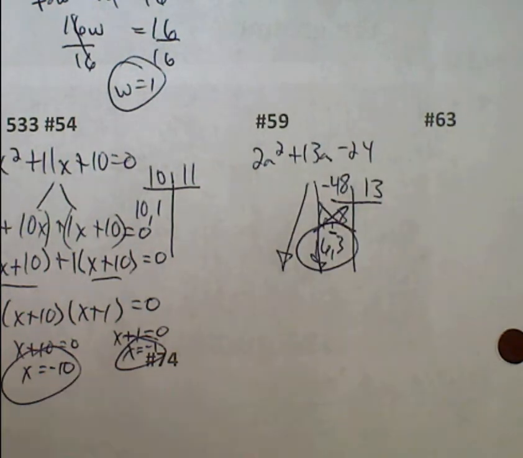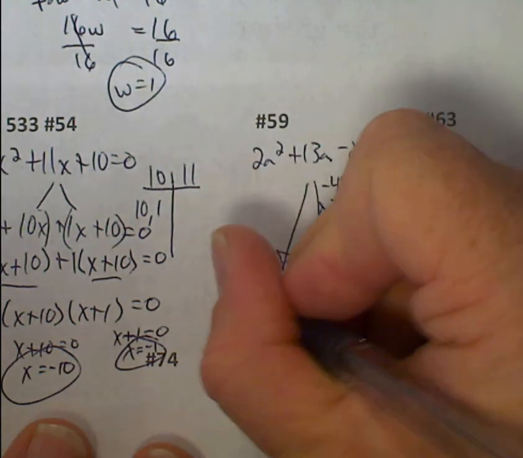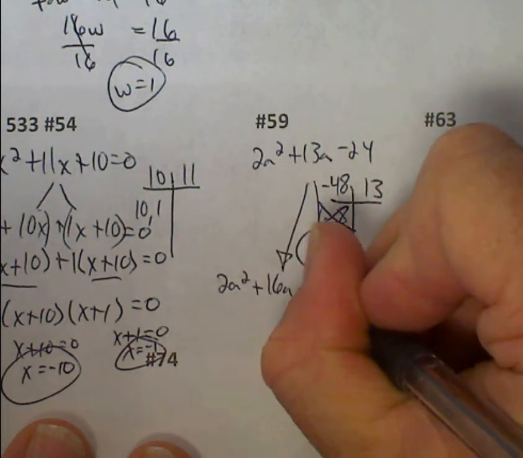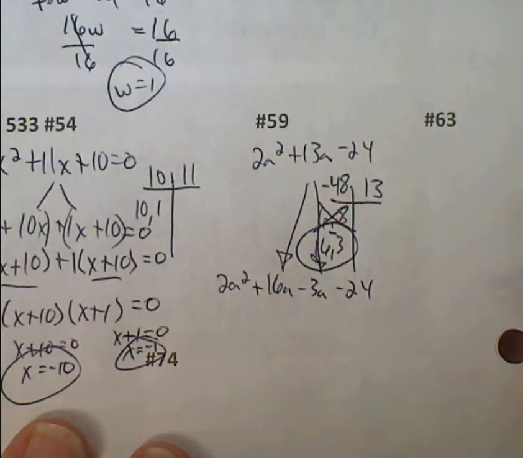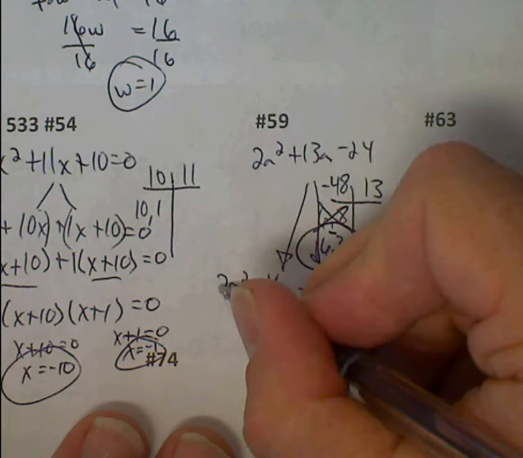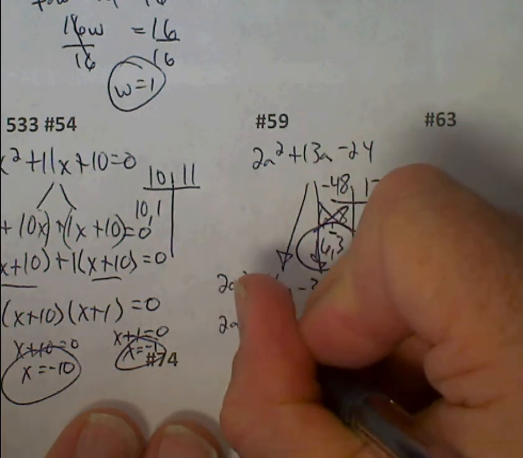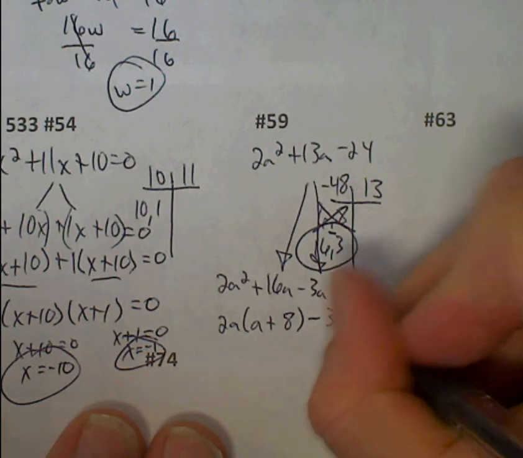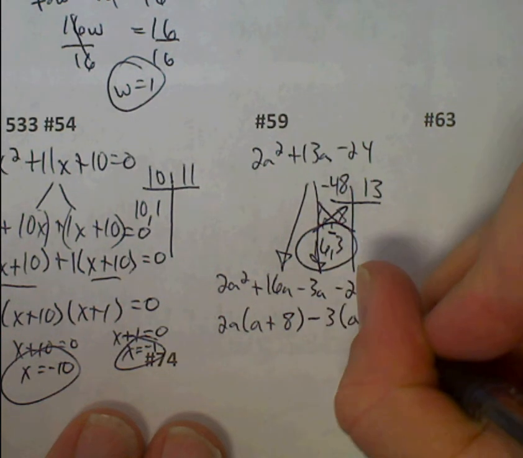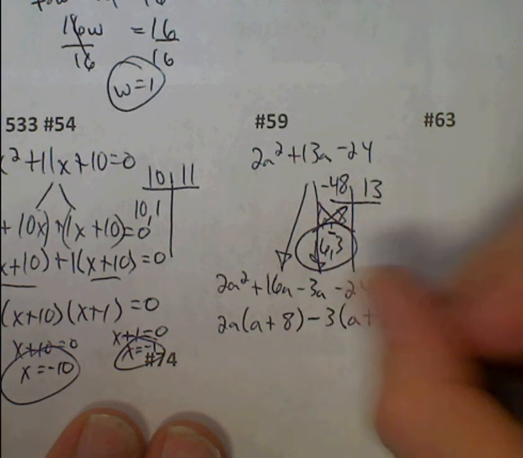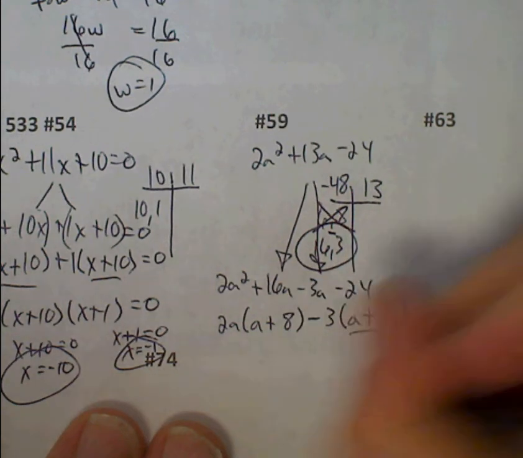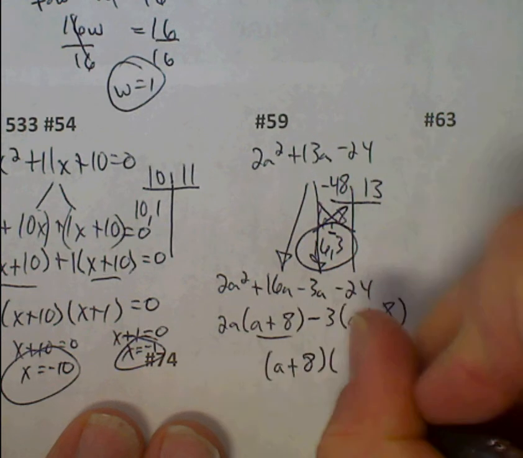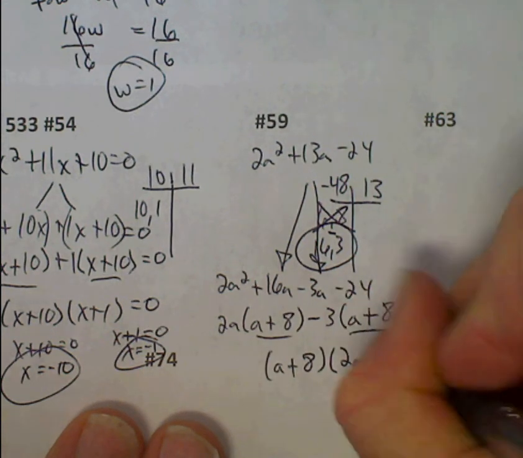I'm going to go ahead and split this up. So 2a squared plus 16a minus 3a minus 24. I can take a 2 and an a out. That leaves me with a plus 8. Bring down my minus sign. I can divide by 3. So that would be a. Negative 24 divided by negative 3 is positive 8. Those match. A plus 8. And then I have 2a minus 3.